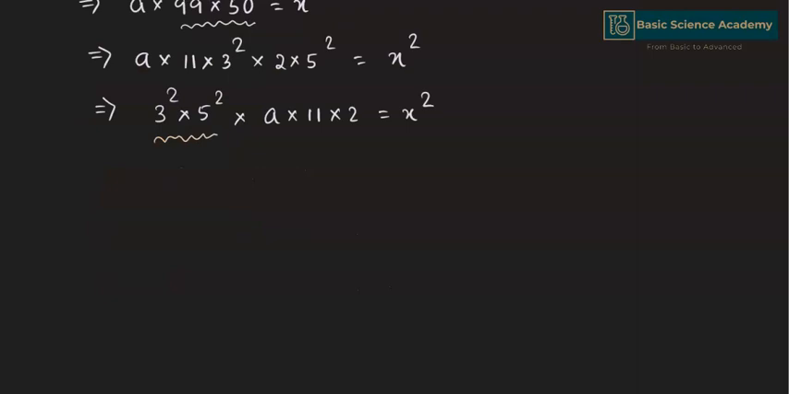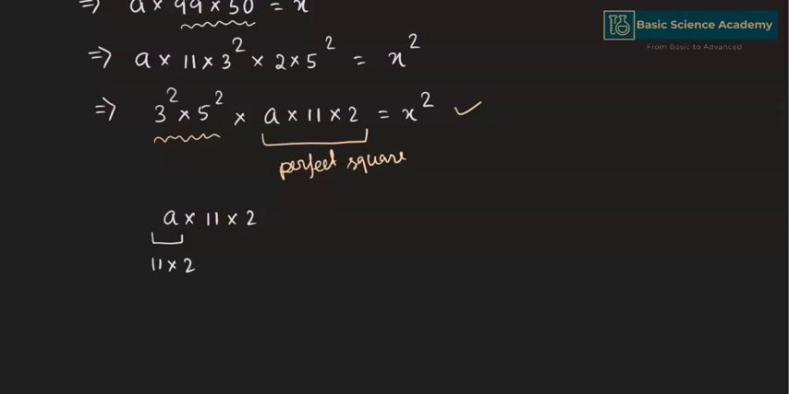Now this part is already a perfect square, and we have to make a multiplied by 11 multiplied by 2 a perfect square, so that x square will be a perfect square. For a multiplied by 11 multiplied by 2 to be a perfect square, the minimum value of a should be 11 multiplied by 2, because both 11 and 2 are prime numbers. Hence, in order to make this a perfect square, we have to take a as 11 multiplied by 2. This is the minimum possible value.